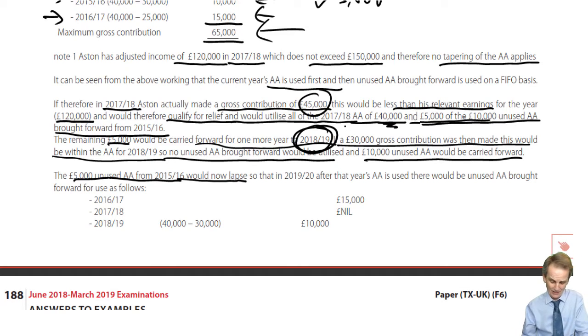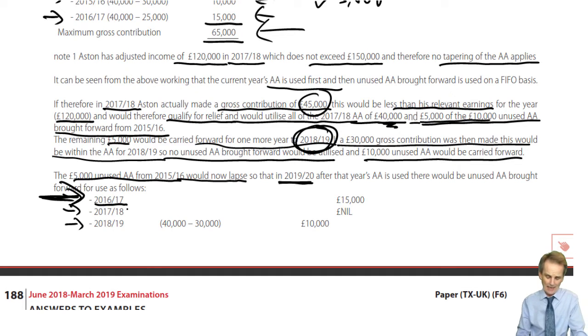So 1516 would be the earliest of those 3 years. Now, when we move forward into 1920, the 3 years back from 1920 are 1819, 1718, 1617. So the earliest we could go back to is 1617. So any unused AA, as we said, from 1516 is going to be lost at this point in time.